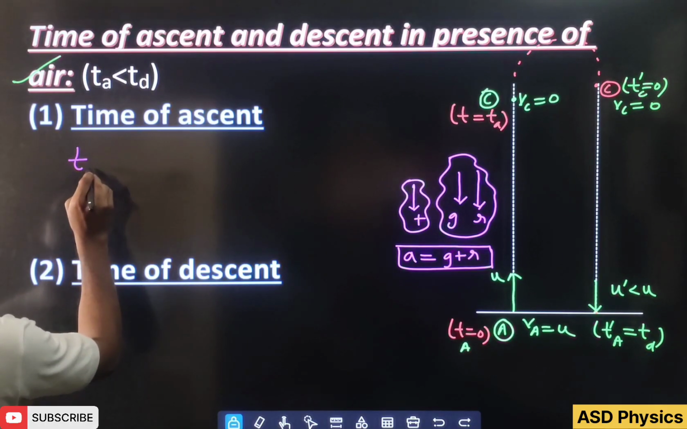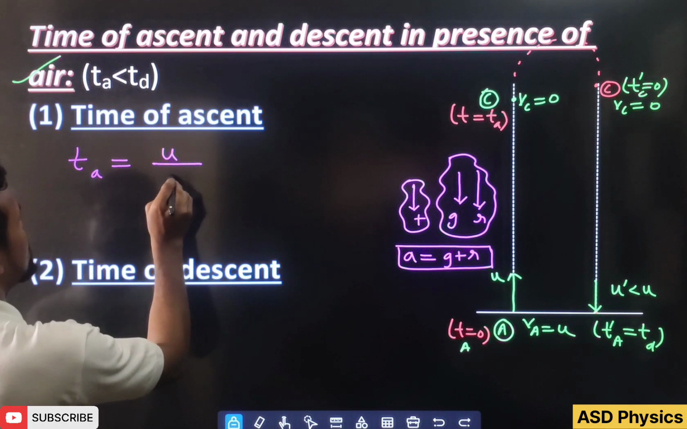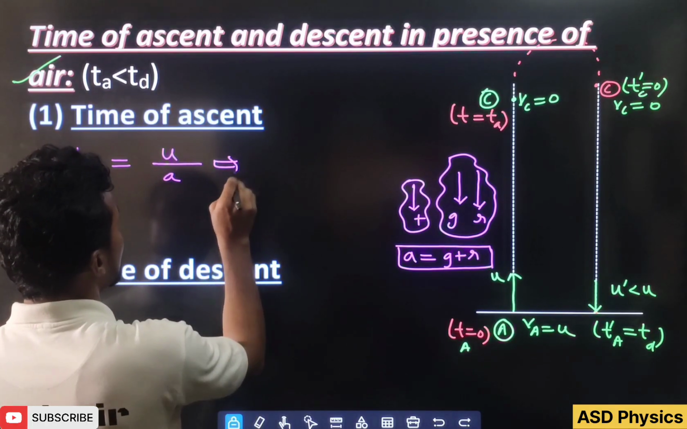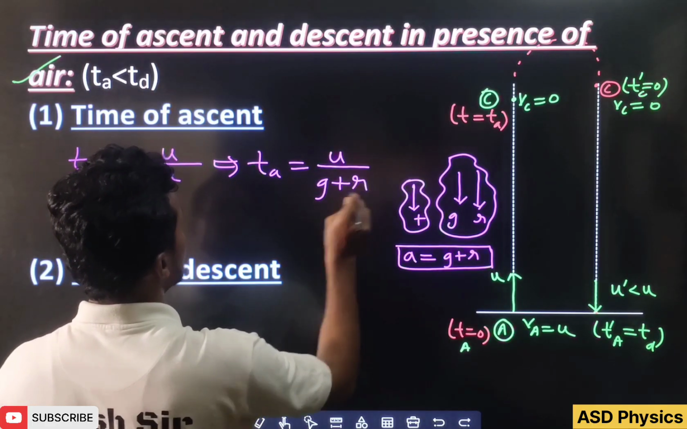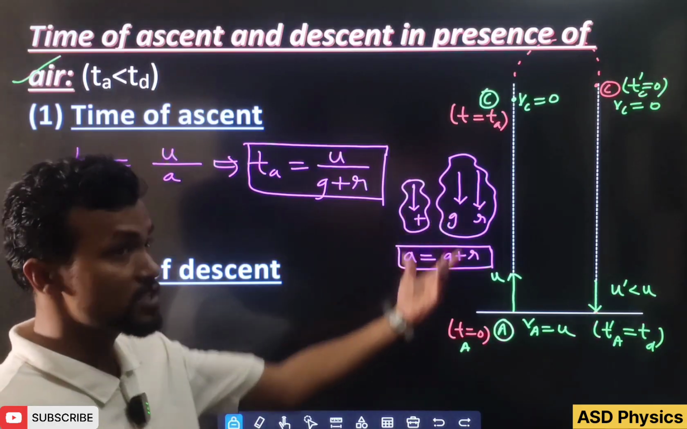Now, so you know what the formula is there, students? Remember that here, see, time of ascent is given by u by g, or we can write it in a very basic way, u by a. So here remember that this time of ascent is given by u by g plus r. What is r? R is the air resistance, both in which direction?